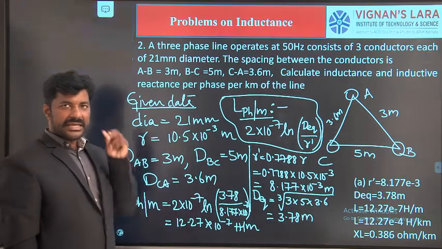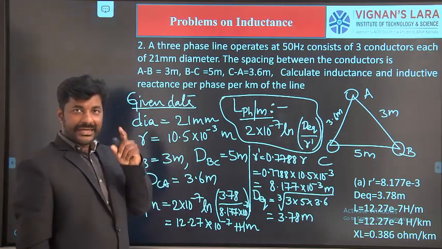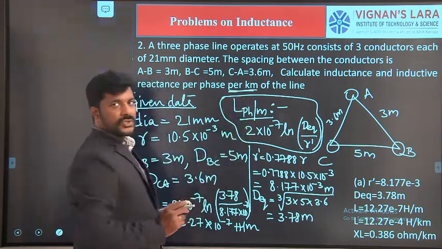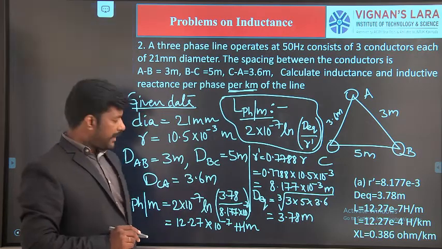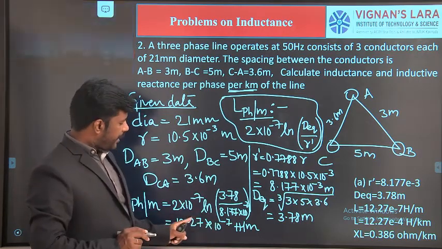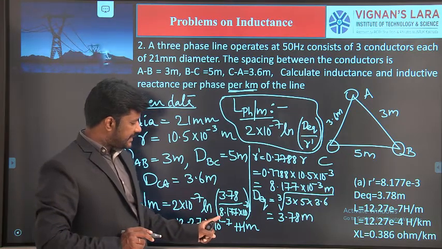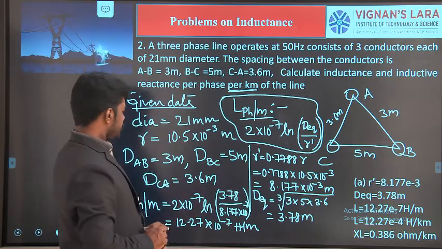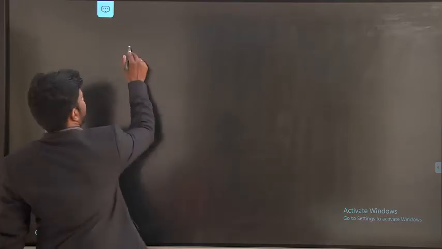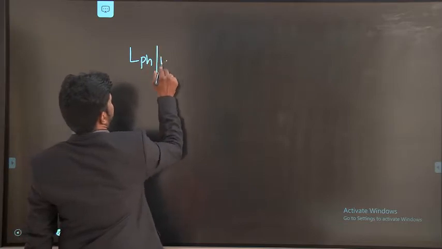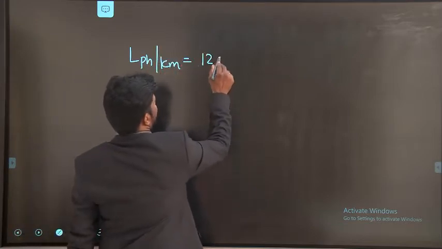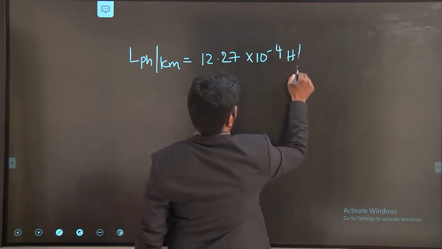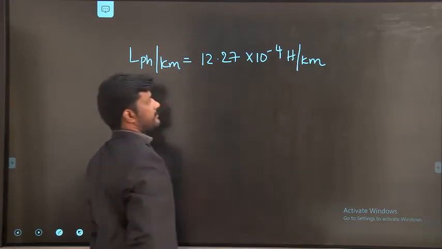But they are not asking us for 1 meter length. They are asking for 1 kilometer. So, see here, per kilometer they have asked us. So, we have to multiply it with 1000. On multiplying it with 1000, you will get 12.27 into 10 power minus 4 Henry per kilometer. So, we can check there. The inductance per phase per kilometer is equal to 12.27 into 10 power minus 4 Henry per kilometer.